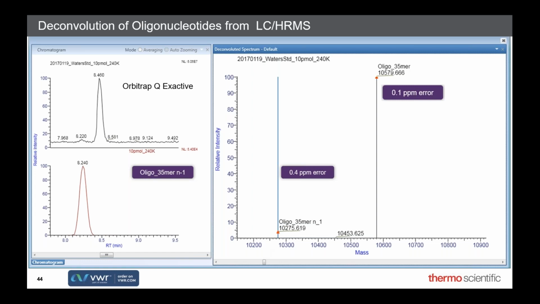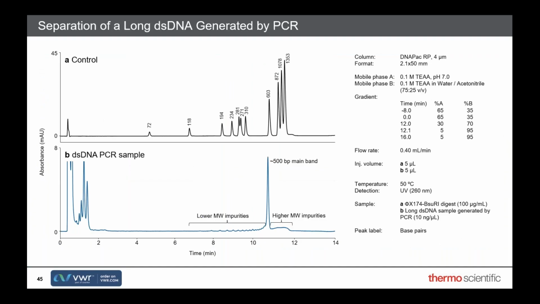For such a small peak, you've got 0.4 ppm error on that. And even on the main product, which is the 35-mer, you're down at 0.1, but your mass accuracy is good, and your sensitivity is good, and your quantitation will be good. So you can do these sort of things. It's one of the techniques where LCMS does come into its own, where you've got multiple things overlapping in the same peak.